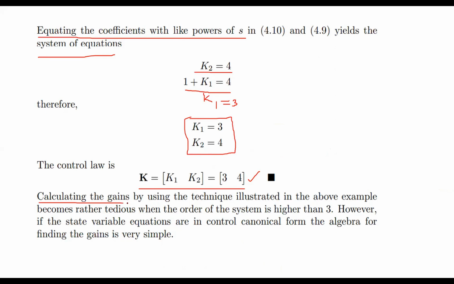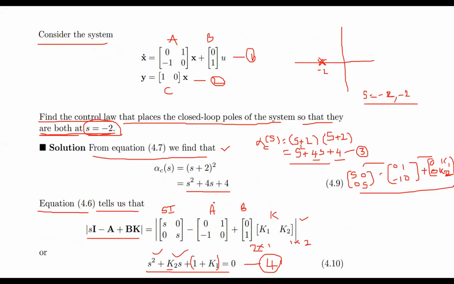Calculating the gains using the technique illustrated in the above example becomes rather tedious. That means it is very difficult when the order of the system is more than 3. So this direct method is applicable if the order of the given system is less than or equal to 3. If the order is 3 or less, this method is applicable. If the order of the given system is more than 3, this method is not applicable, or at least difficult. I hope you understand well. This is very easy, so you have to understand it very clearly.